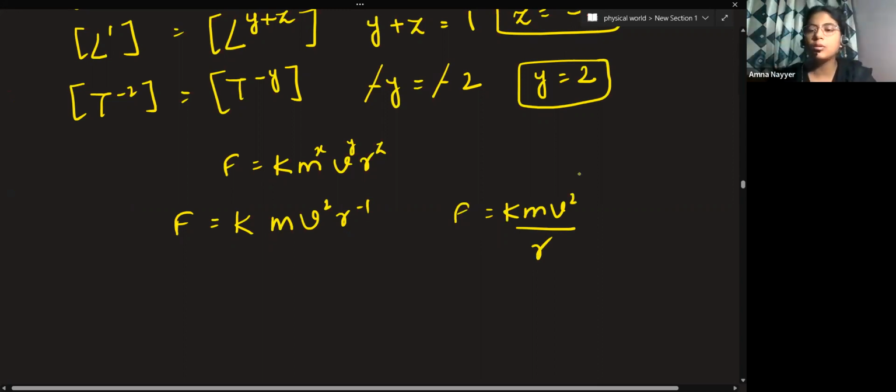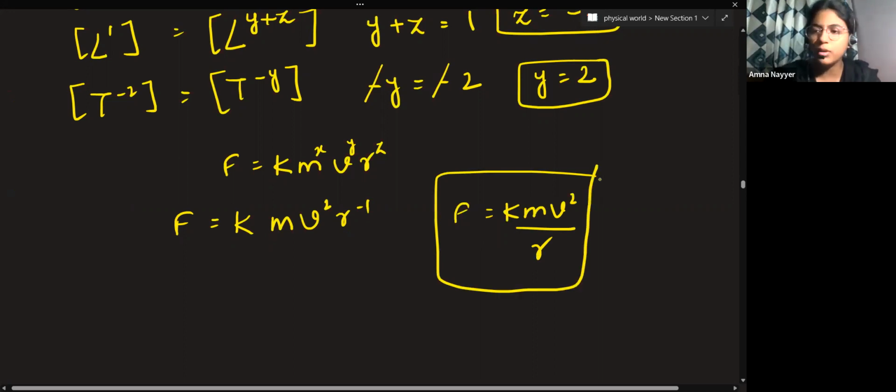Clear how to derive any formula? Do one thing, note it down. If you're not able to understand any step, just ask me. We'll do one more example, so that will ease your understanding. And if you're still not able to understand, let me know. I'll repeat it again.